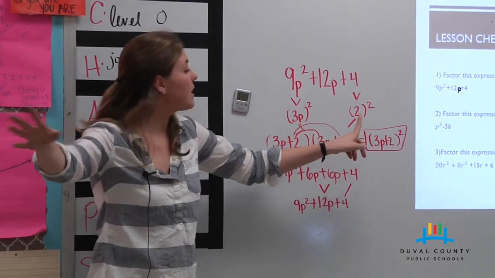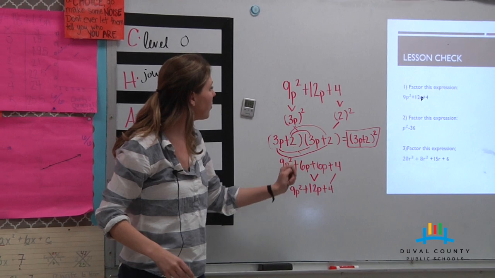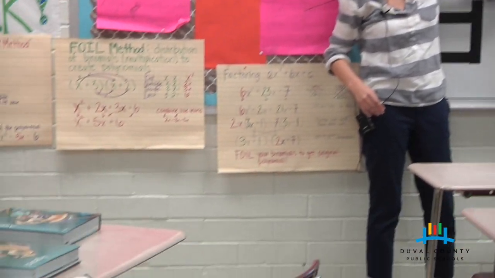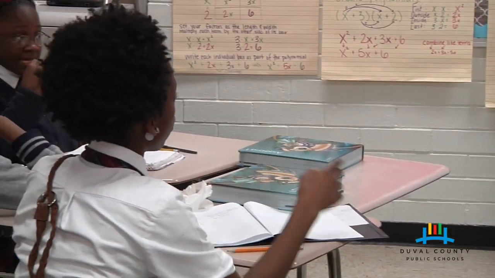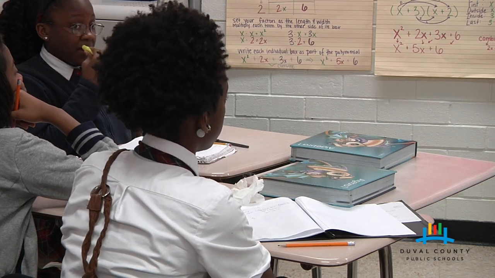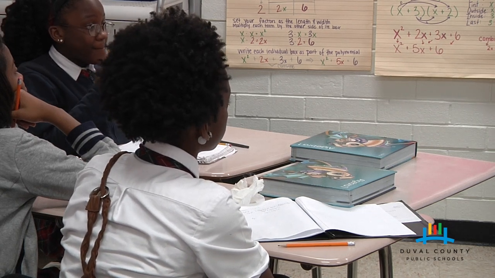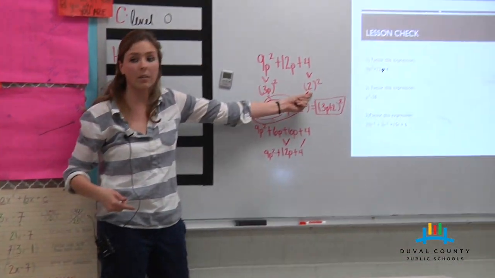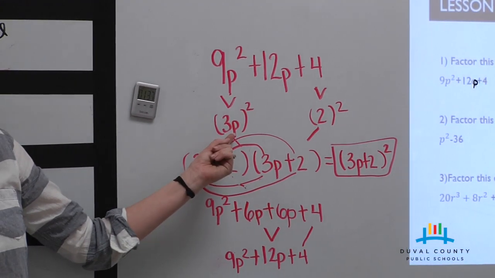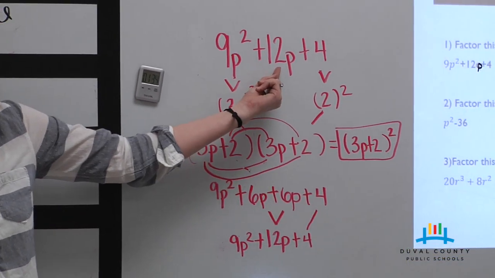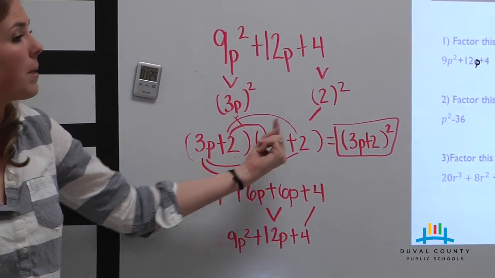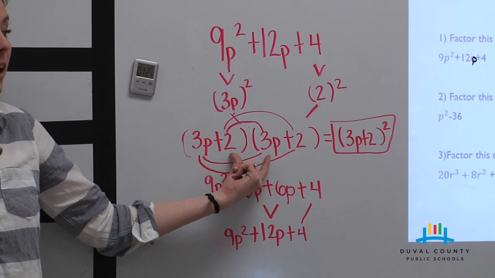So beyond all of this, Talana, you found your A and B terms and rewrote them. How did you know that it was a perfect square trinomial based on your middle term? Because when you did the FOIL method and you came down to 6P, when you add the two like terms, you end up with 12P. Good. And this being a multiple of 2, it's the same thing as 2 times your A times your B, right? So you do A times B, and you get 3P times 2, which is 6P. Then you multiply that by 2, double it, you get your 12P. And when she FOILed them out, she actually got 3P plus 2, 3P plus 2, the same thing.